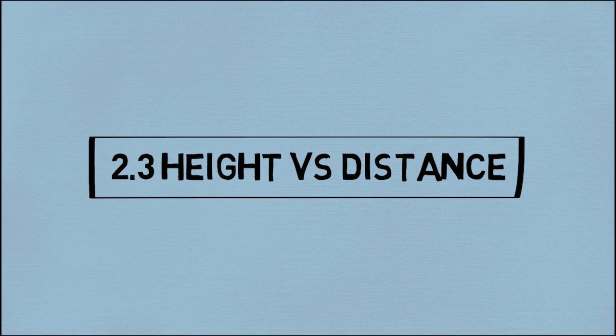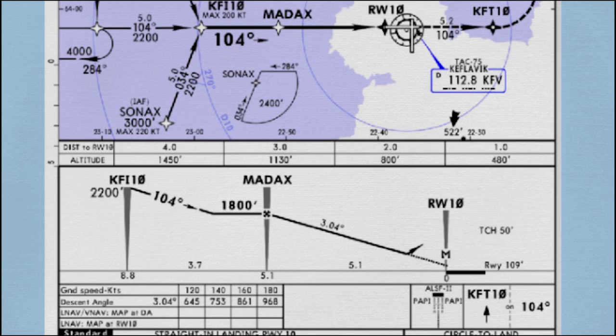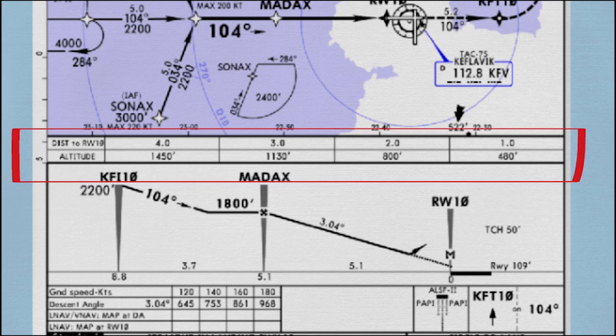Normally, during a non-precision approach, you monitor the profile by comparing height to distance. On an RNAV approach chart, there is such a scale. It uses distance from the runway threshold. Note, in this case, the scale does not start from the final descent point, but only from 1400 feet. That gives you little margin to confirm your profile.